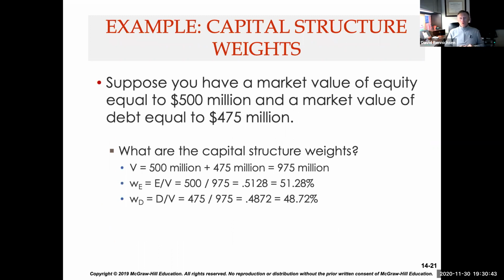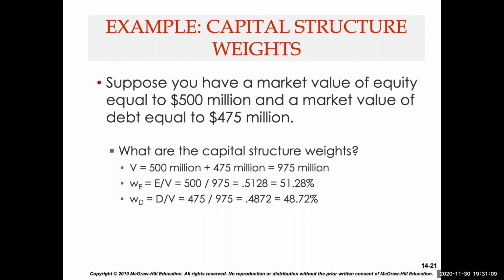Right. So when we think about how we go about calculating these weighted variables, I'm going to go through this really quick because, again, you guys are all smart people, you can figure this one out. We've got an equity value of 500 million. We've got a debt value of 475. Our total value of the firm is the sum of both of those, or 975 million.